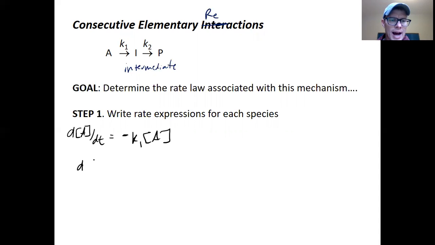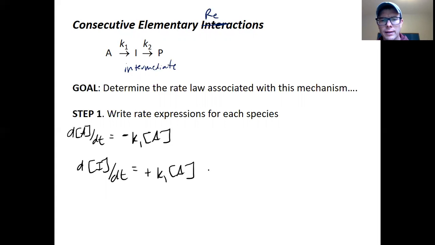For species I, dI/dt, I gain I if step one occurs. So this is positive K1A. Again, this is a unimolecular step, so it's just K1A. And in the second step, I lose it. So the intermediate can react to form the product. I'm losing it, so it's minus K2 times the concentration of I.